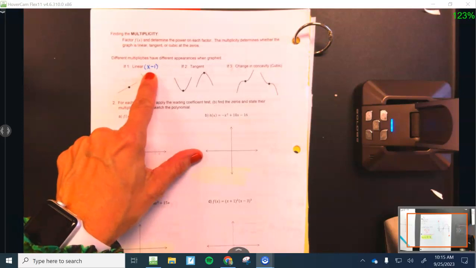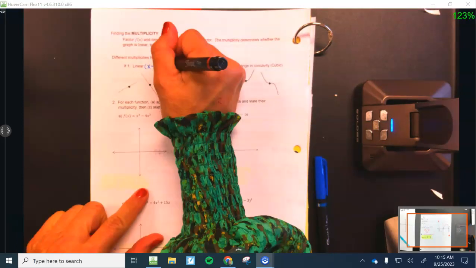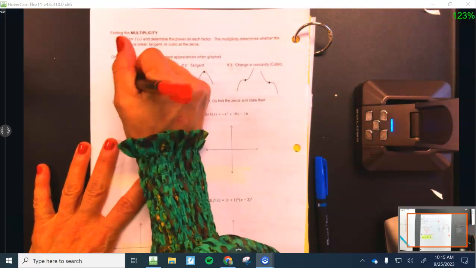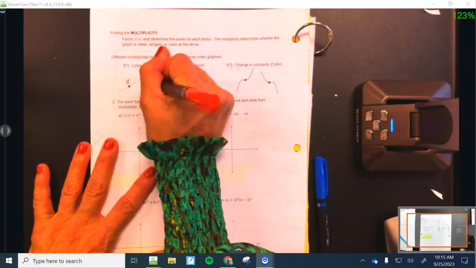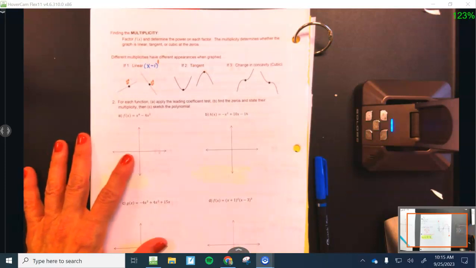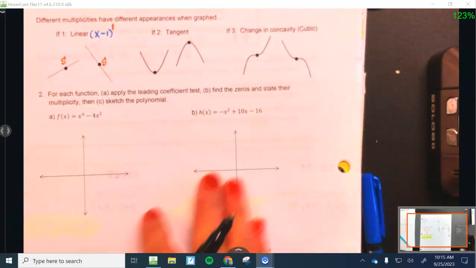Let's say I factored something and I got just a single x minus 1. Now remember, we don't really write the exponent. It's understood to be a 1. If I have a factor like that, it is going to have straight through behavior. You have to write the letter S. You have to make sure that your S does not look like a 5.